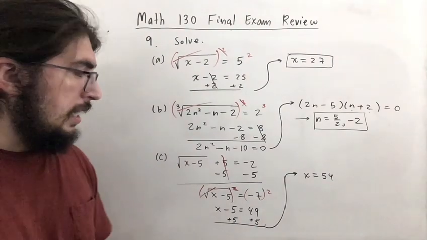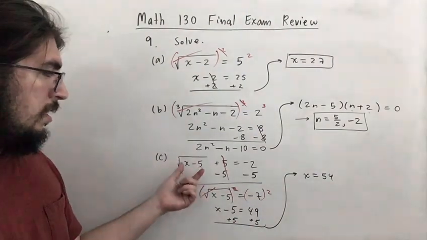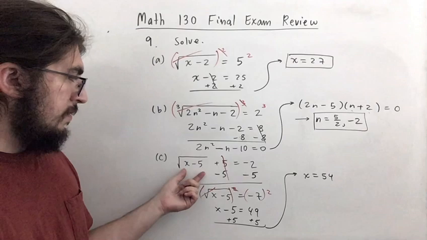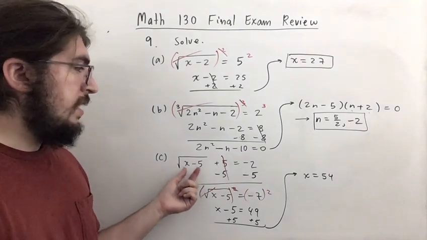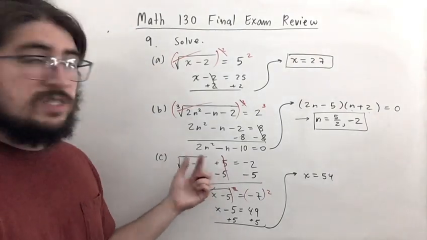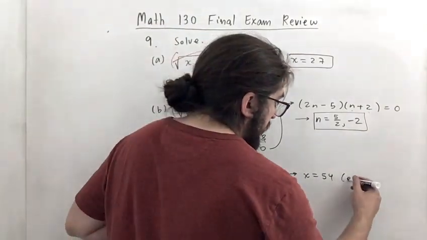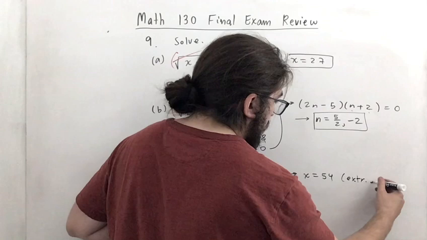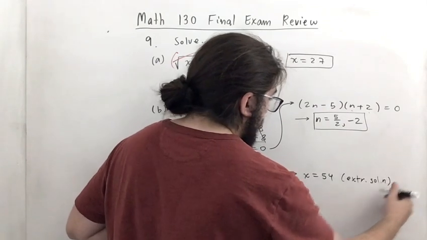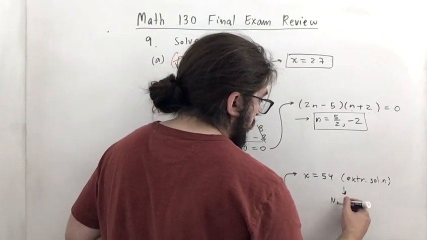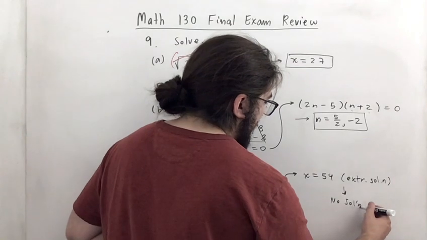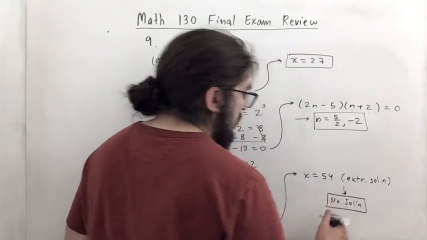And the reason why is because when you plug it back into the original, you get, well, let's see, 54 minus 5, that's 49. The square root of that's 7, but 7 plus 5 is 12, not negative 2. So as it turns out, believe it or not, by checking, this is indeed an extraneous solution, meaning that there's actually no solutions, unfortunately.